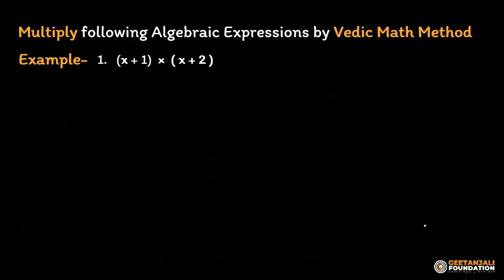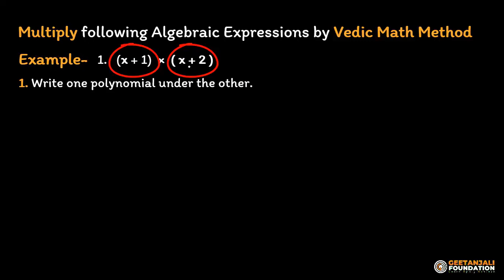I have taken the same example which I took in the previous video so that you can understand the effectiveness of this method. So we have to multiply these two binomials. The first step is to write one polynomial under the other. First I am taking this x plus 1. So I am taking x here and plus 1 here, as this is the second term. I am taking this second term along with its sign. Now I am writing the second polynomial, which is x plus 2. This way I have written it.